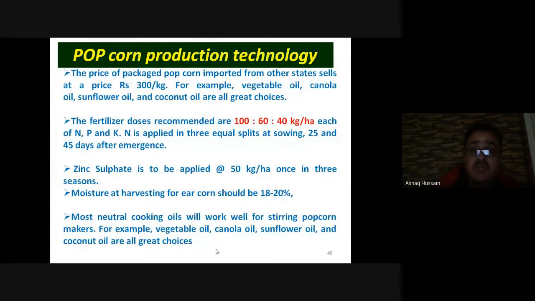The nitrogen has to be given at 25 and 45 days after emergence as splits. Then 50 grams of zinc sulfate also has to be supplied. Then the moisture in the crop at the time of harvesting has to be around 18 to 20 percent. Then we have to dry it further to a moisture content of 12%, and then certain cooking oils are mixed with it during the popping process.